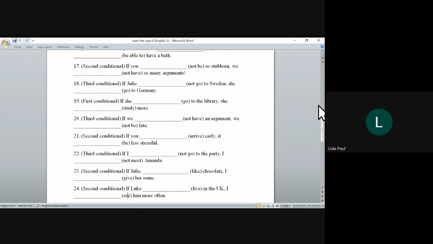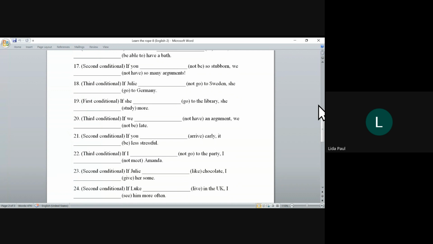So if Julie had not gone to Sweden, she would plus have plus V3. So would have gone to Germany, right? If Julie had not gone to Sweden, she would have gone to Germany, right?